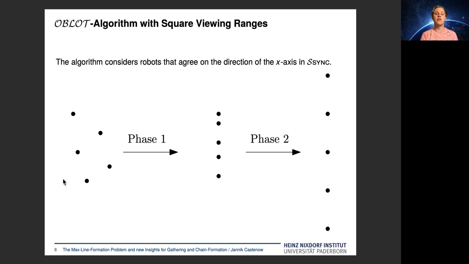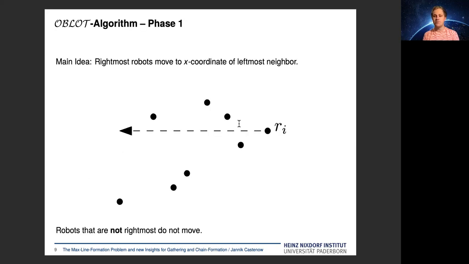So if a local configuration looks like this, so not all robots are located on the same line parallel to the y-axis, then a robot moves according to phase one of the algorithm. If the configuration looks like here, so the robots are already aligned on a line parallel to the y-axis, then it moves according to the phase two algorithm. In phase one, all robots move to the left. Well, basically not all robots at the same time.